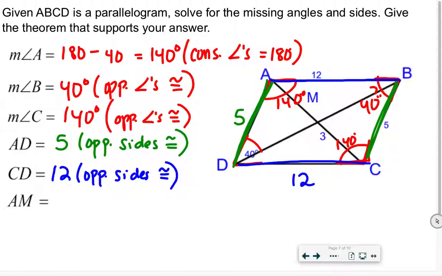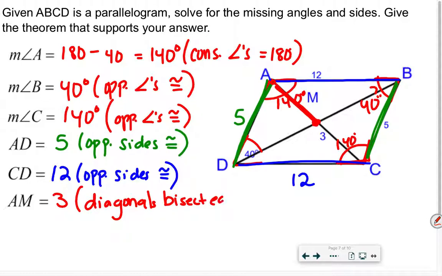Then it asks finally for segment A to M. The diagonals bisect each other and cut each other in half. So that means M is a midpoint between A and C. So if M is a midpoint between A and C, and M to C is 3, how long is A to M? 3. And for your defense here, the theorem about diagonals was that the diagonals bisect each other.